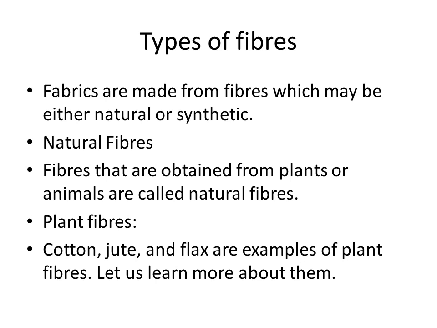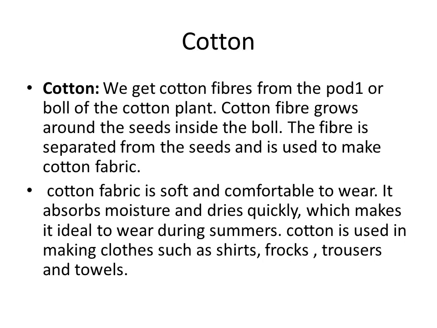So first we will learn about natural fibers, the first example being plant fibers. Cotton, jute, flax. These are all examples of plant fibers. So let us learn more about them. First we are going to learn about the first plant fiber, cotton. We get cotton fibers from the pod. Pod means the ball on the top of the cotton plant.